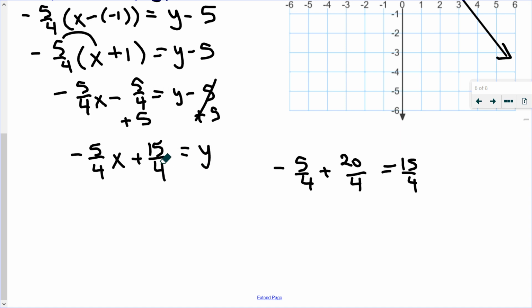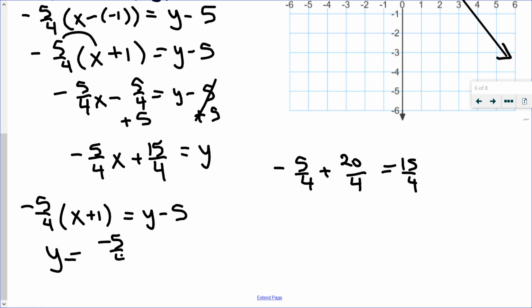So in point slope form, I have -5/4 times x plus 1 equals to y minus 5. In slope intercept form, I have -5/4x plus 15/4. So this is point slope form, and this is slope intercept form. Okay, so that's one possibility.